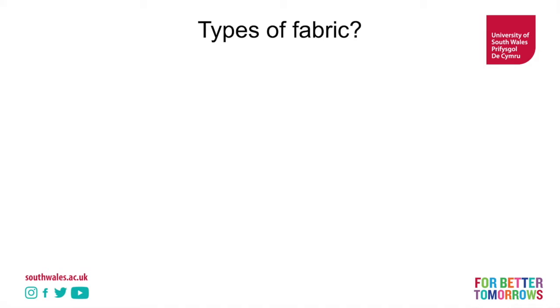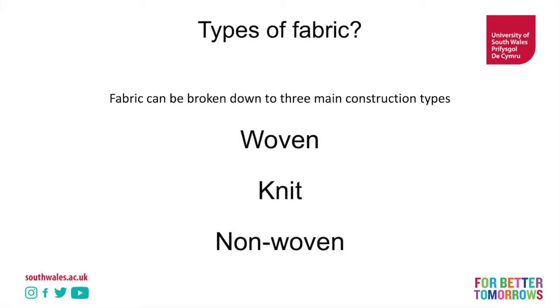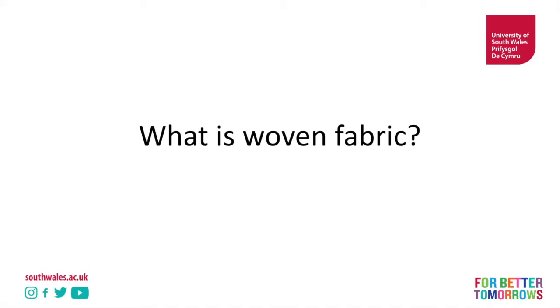Well, there are a range of types of fabrics, and they're made in a few different ways. So, three main construction types. And when we refer to the word construction, we mean how the fabric was made. So we have woven, we have knit, and we have non-woven fabrics. Good question. What is a woven fabric?